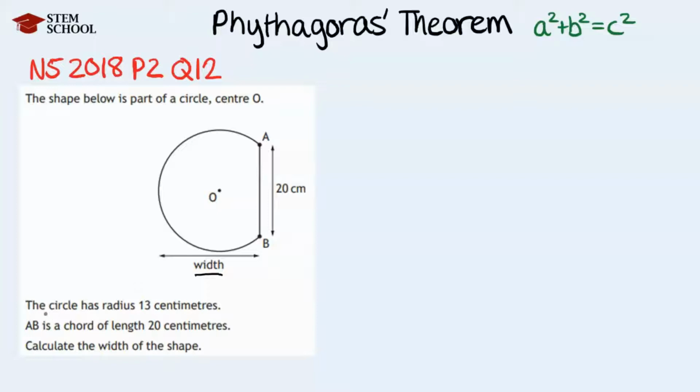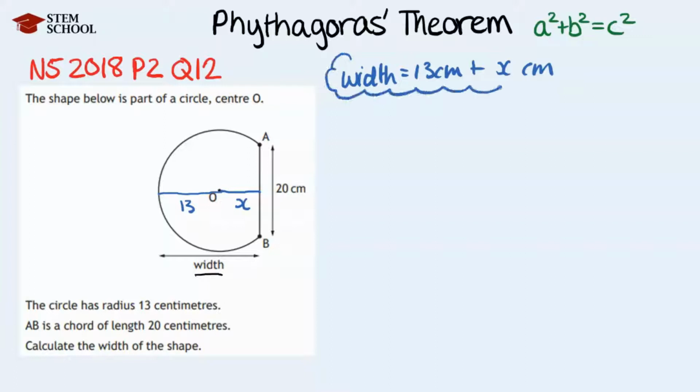What you have to do is make use of the fact that they've told us the radius is 13 centimeters. We want to find the width, okay? The fact that the radius is 13 centimeters means that from this point here to the origin is 13 centimeters, and I then need to find this length here. I'm going to call that length x, from the origin to the midpoint of the chord. So the width is equal to 13 centimeters plus x centimeters. That's the formula we will have to sub into at the very end. We need to find what x is.